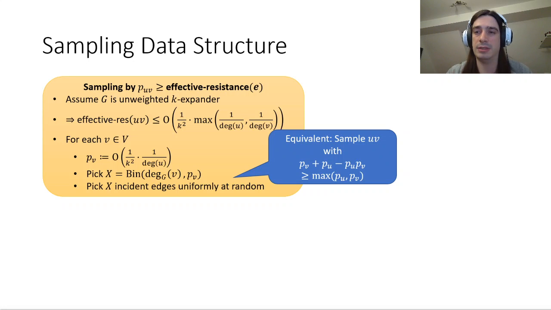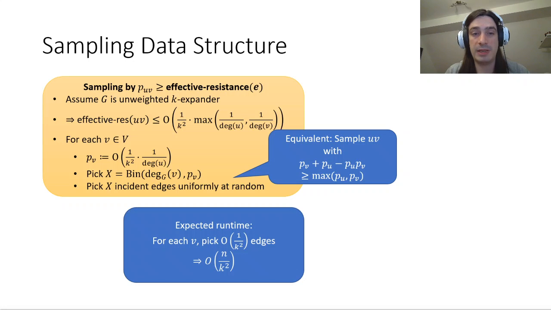Every edge is sampled independently. And the nice thing is this is quick because we just iterate over the number of vertices, and for every vertex we have roughly 1 over k squared many edges that are going to be included. So the time we are going to spend is just nearly linear in the number of vertices, assuming the expansion is high enough.